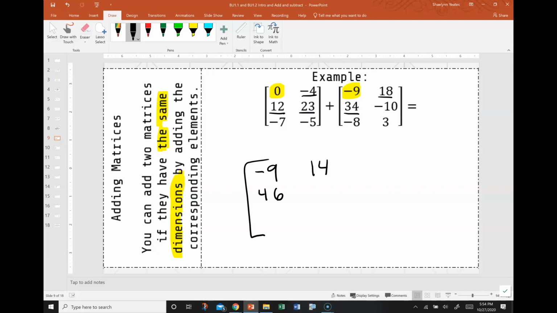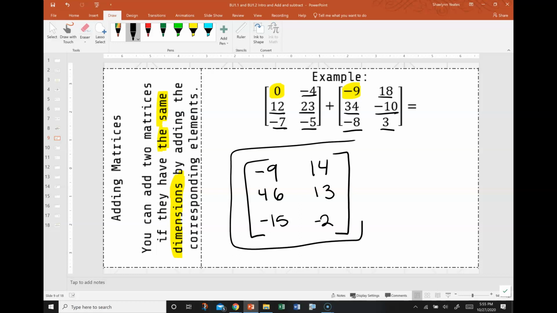Then we would do 23 plus -10. 23 plus -10 is positive 13. A -7 plus a -8 is a -15. And then a -5 plus 3 is a -2. So that is my resulting matrix when adding those 2 matrices together.